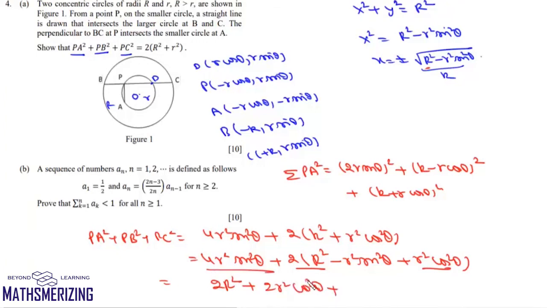Now here it is 4r square sin square theta minus 2r square sin square theta, so it will be 2r square sin square theta. Now cos square theta plus sin square theta will be 1. So it will be 2 times (R square plus r square), and that is what we need to prove.